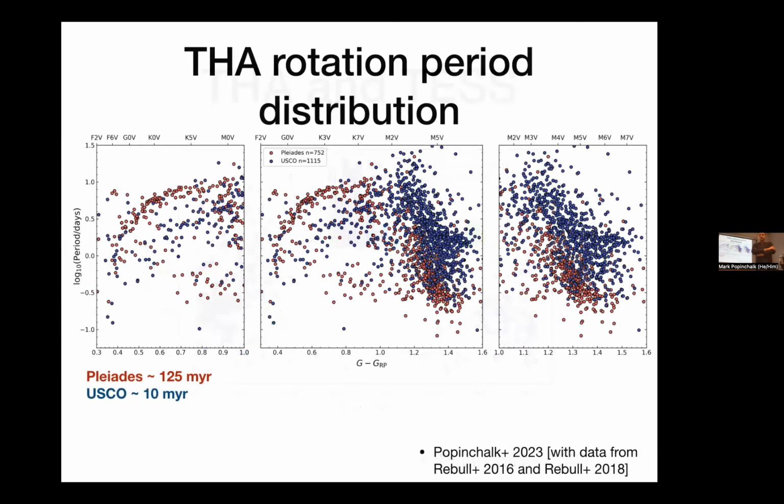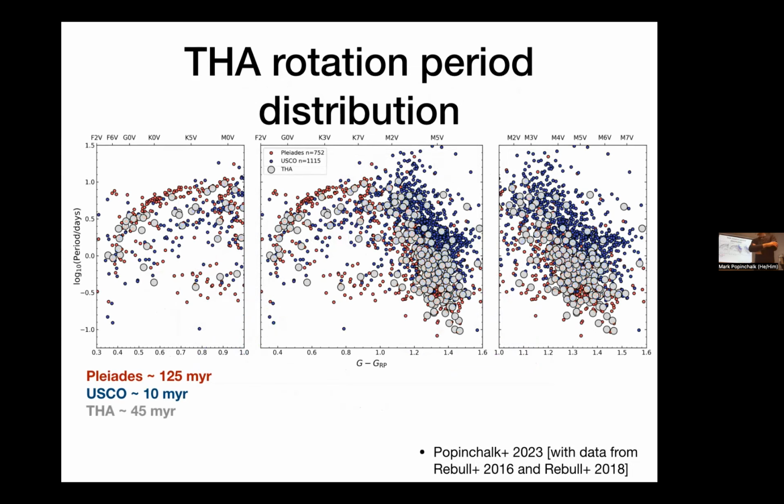And so to show you their distributions, I'm showing two ages that kind of bookend either side of it. And so in red is the Pleiades at about 100 million years old, and blue is Upper Sco, which is about 10 million years old. Oh, 125, apologize. And so adding the kind of gray points to represent TA, there's perhaps maybe too much going on at once, so I'll kind of zoom in on just the M dwarf regime versus the higher mass stars.